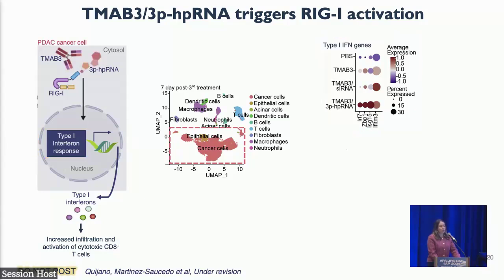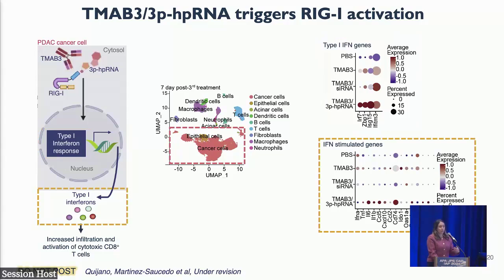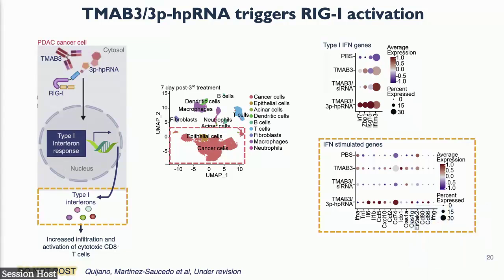But we also wanted to know if, after the production of these type 1 interferons, the cancer cells were responding to it. So we looked also for interferon-stimulated genes, and we see that, again, just in the group that was treated with the short hairpin and the antibody, we see an increase in these genes, meaning that we are triggering the RIG1 activation and the response to type 1 interferons.